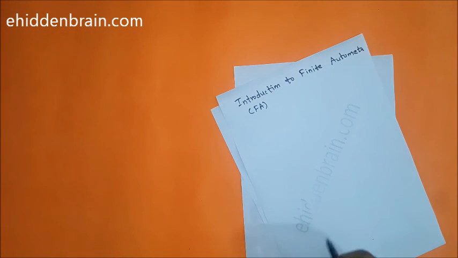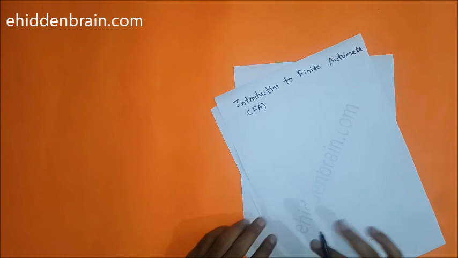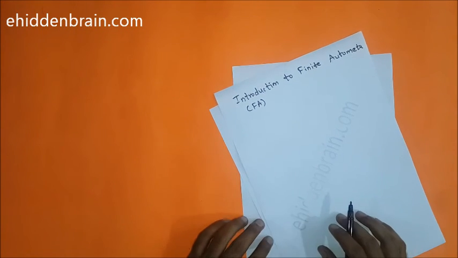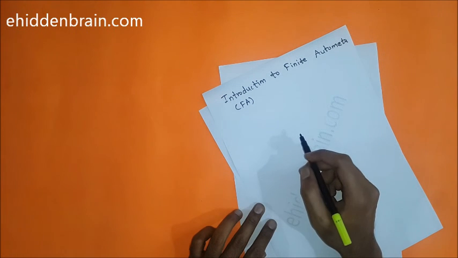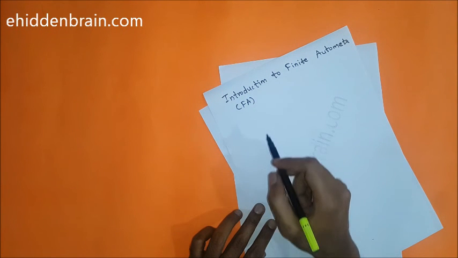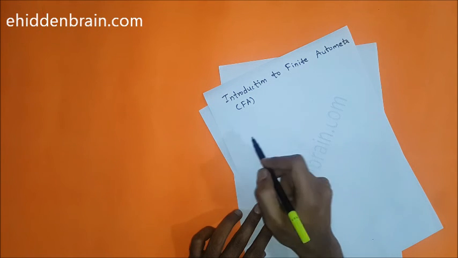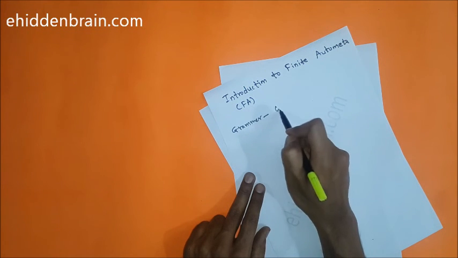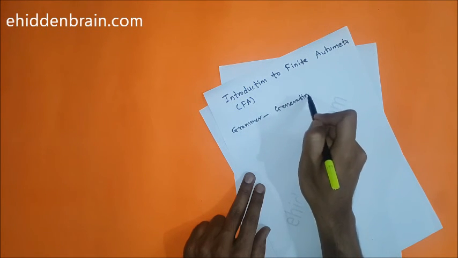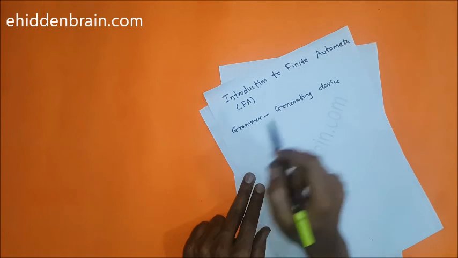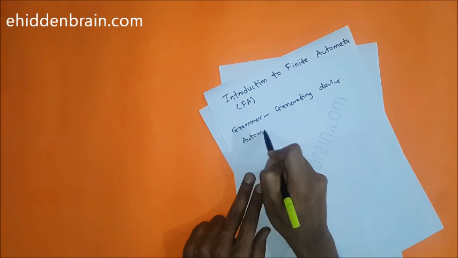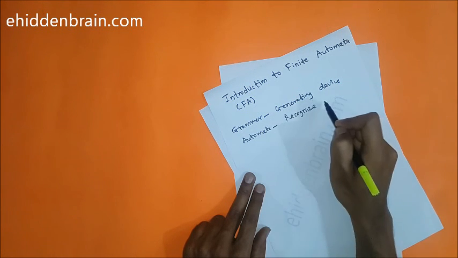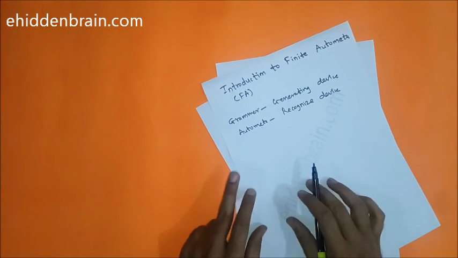Finite automata is a machine which accepts some strings or rather rejects it. So this is a machine which will help you to solve a problem, right? Now this finite automata is actually a recognizing device. If there is a grammar, the grammar will be a generating device, and the automata is a recognizing device. So it will recognize the language which is generated by the grammar.